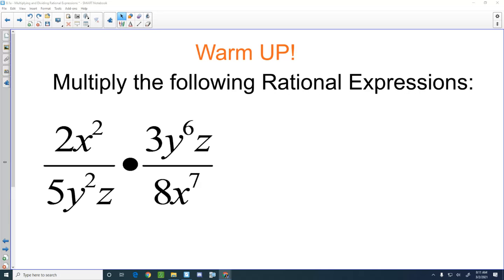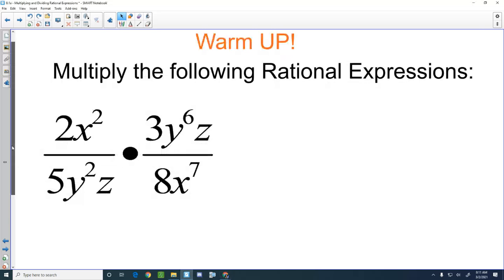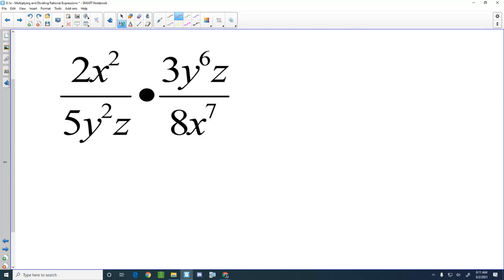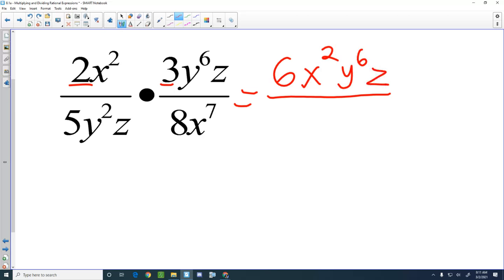All right, let's see how our multiplication skills are. So I'm going to multiply these together. It's going to be one new, gigantic fraction. First, if I multiply these, I'm typically going to look at the coefficients first. 2 times 3, that's just a 6. And those other three terms can't be multiplied together. They're different variables, so you're just going to write them all right next to each other. x squared, y to the 6th, z.